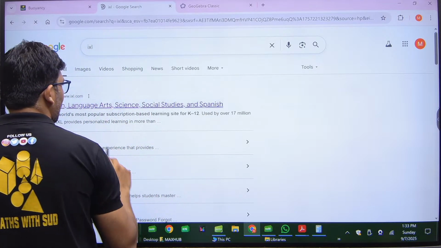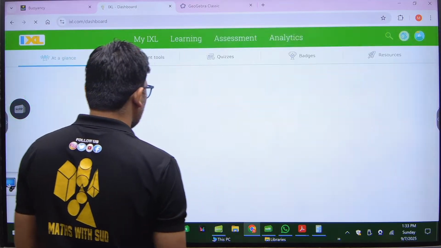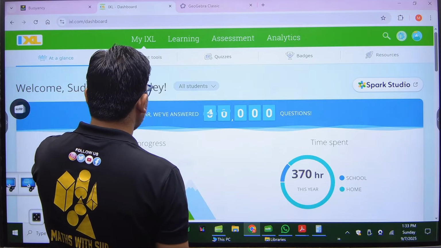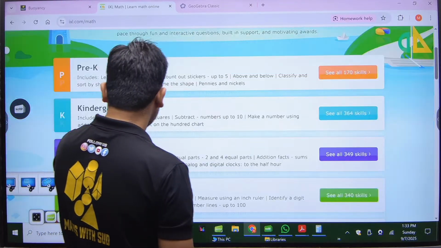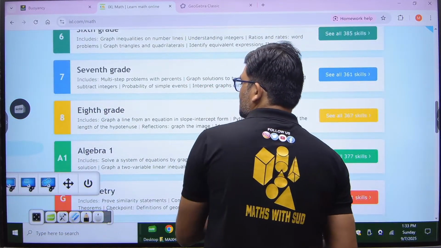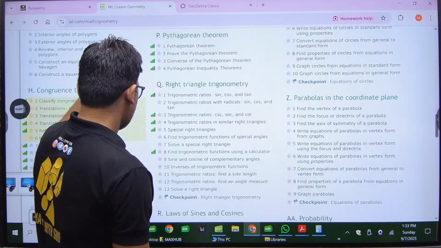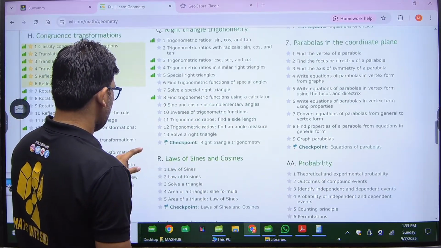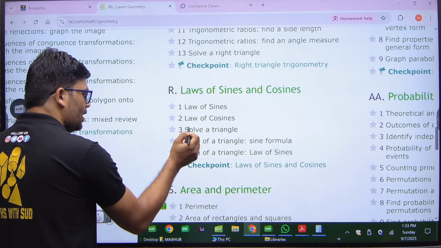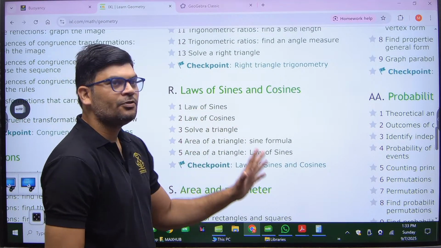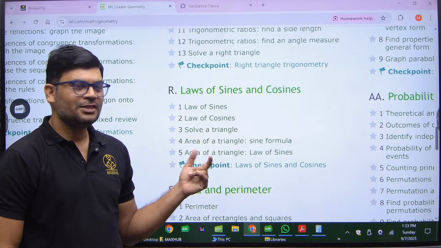For your understanding of this chapter that you have learned, what you can do is do at least 15 questions from the sheets that I am telling you. It is R1, R2, R3, R4 in the geometry. So 5 sheets are there: R1, R2, R3, R4, R5. At least 15 questions from each sheet. 15 into 5 is 75, and then you can do the checkpoint.